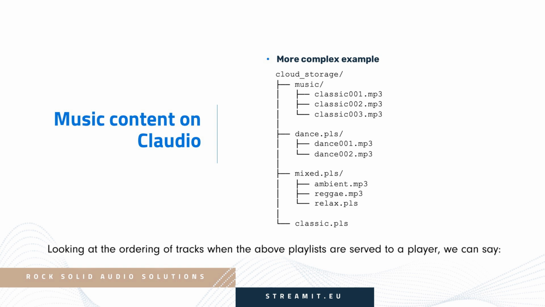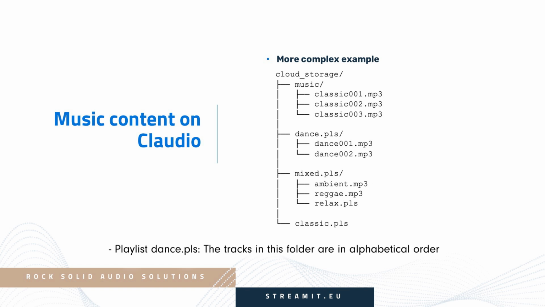Looking at the ordering of tracks, when the above playlists are served to a player, we can say: for playlist dance.pls, the tracks in this folder are in alphabetical order. For playlist mixed.pls, the tracks as listed in mixed.pls are taken from the folder Music. And for playlist classic.pls, the tracks as listed in classic.pls are taken from the folder Music.